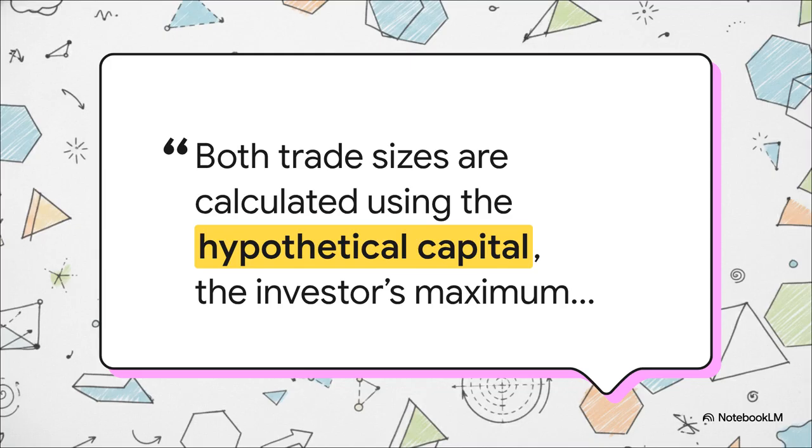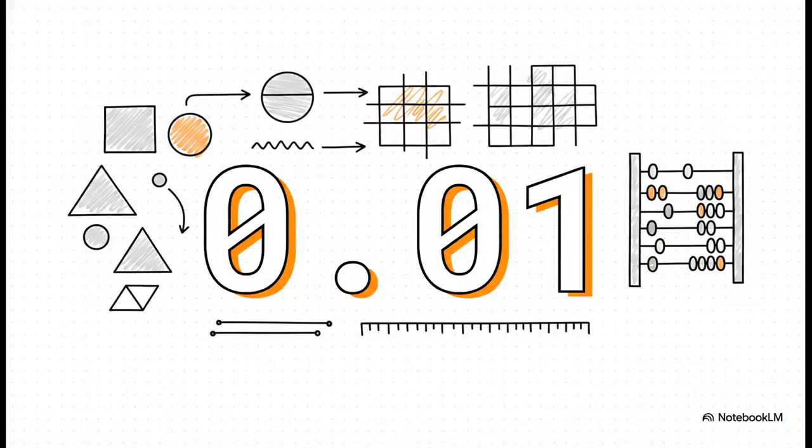Now, the real foundation of this geometry relies on this one exact mandate. Quote, both trade sizes are calculated using the hypothetical capital, the investor's maximum allowed drawdown, the third triangle domain percentage, the risk coefficient, and the contract size. Unquote. And through some pretty simple arithmetic based exclusively on those inputs we just talked about, each trade size equals exactly 0.01. It's a completely deterministic calculation straight from those documented parameters.